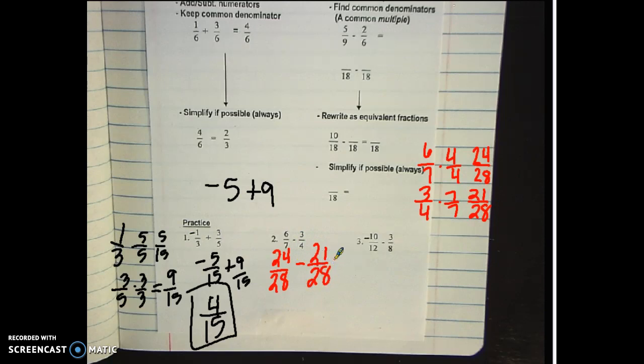Now that I have a common denominator, I keep my denominator and then subtract my numerators. 24 minus 21. Remember, anytime you subtract, you do keep change opposite. That's your additive inverse. Keep your first number, change subtraction to addition, take the opposite of the second number, and then go back to your integer rules. My signs are different, so I subtract. 24 minus 21 is 3. My bigger number is positive, so my answer is positive 3 over 28.